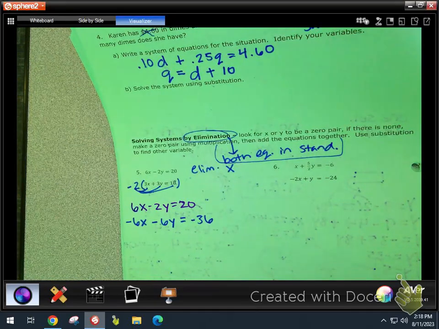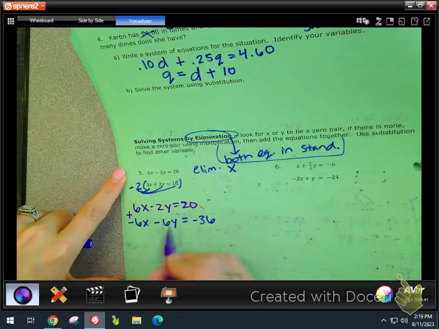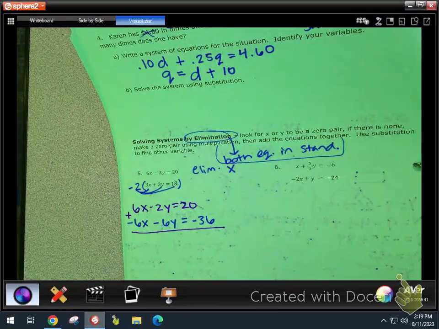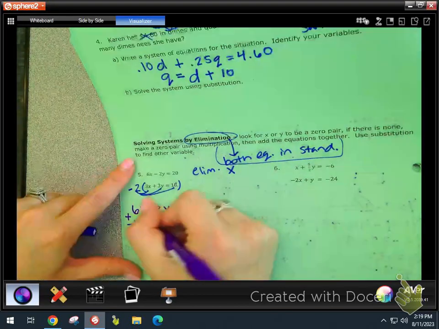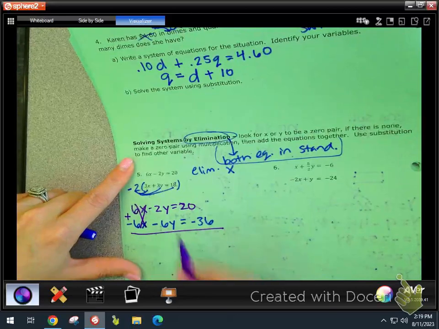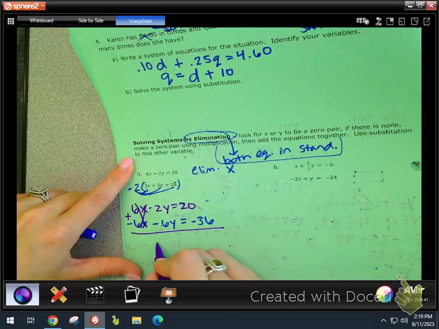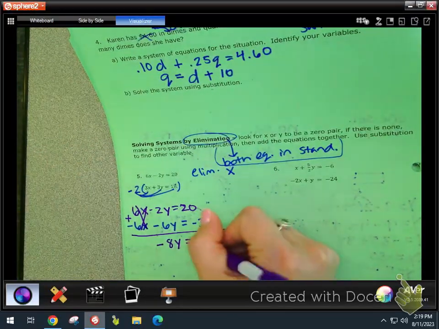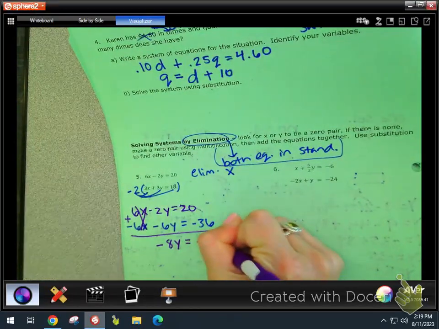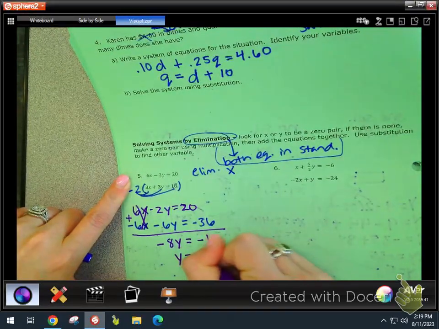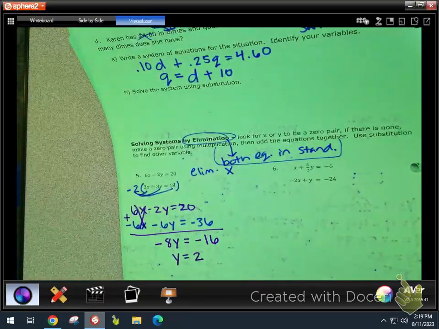Okay, after you do that, you're ready to add these guys up. What happens to your x's? They zero out. Bye-bye. Okay, -2y plus -6y is -8y. 20 plus -36 is -16. So what is y equal to? 2. Are we done? No.